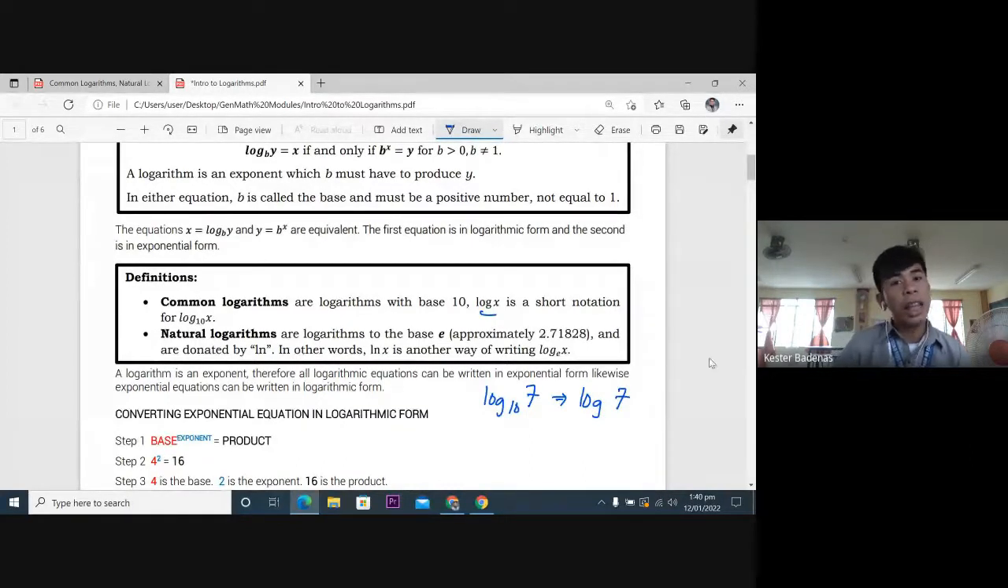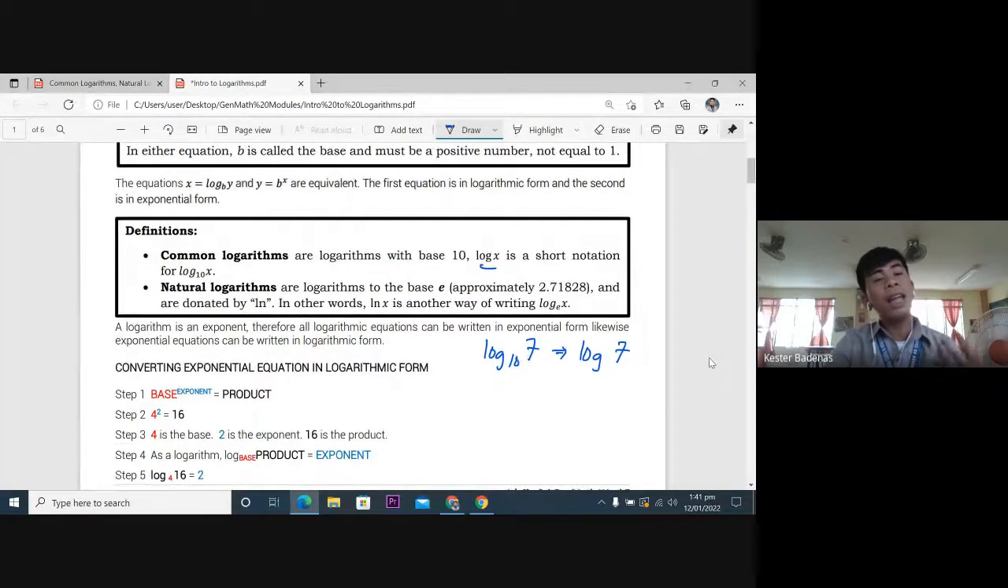Para siyang square root, class. 'Di ba kapag meron tayong square root, yung index natin doon is 2, pero hindi na natin sinusulat? Same way goes kapag meron tayong variable. Ano ang exponent ng variable pag wala siyang exponent? Meron siyang exponent, pero 1, at hindi na natin sinusulat. Sa logarithm, kapag siya ay common logarithm na may base 10, hindi na natin sinusulat yung base 10. Simply logarithm na lang siya. Okay? So, yun yung common logarithm.